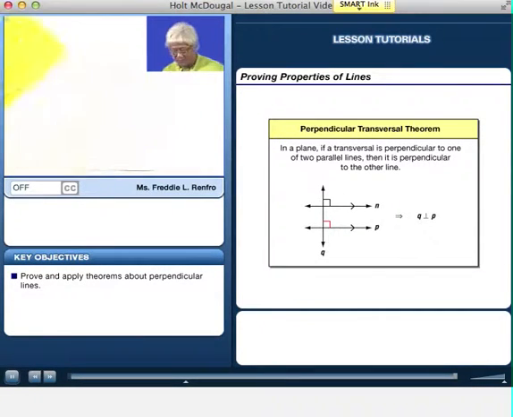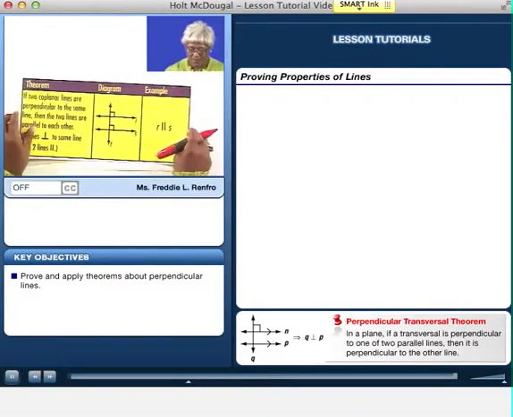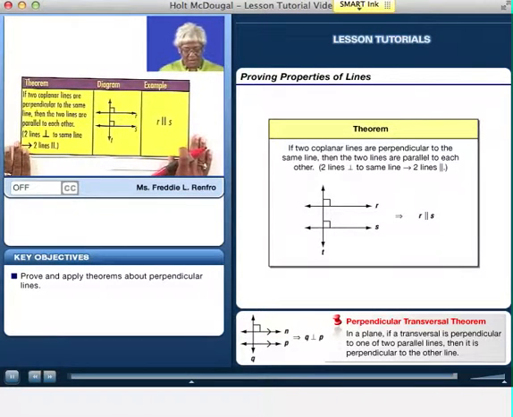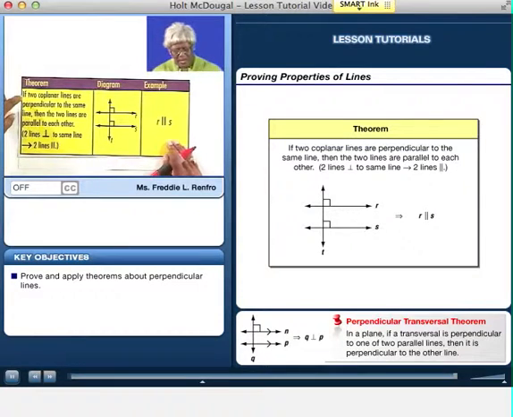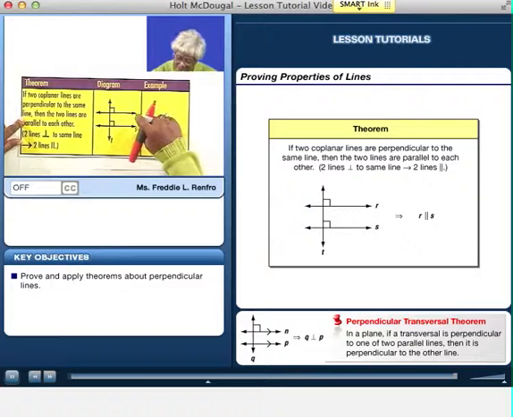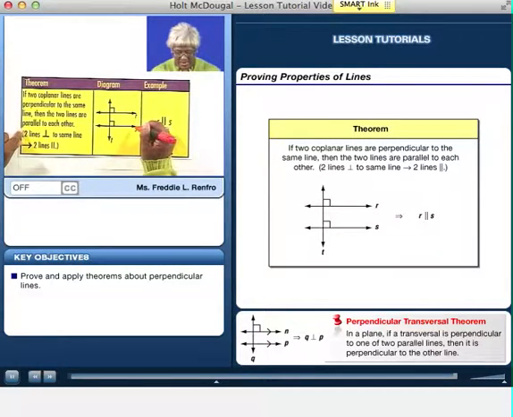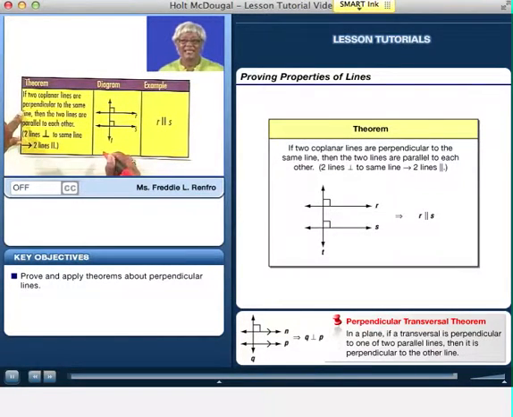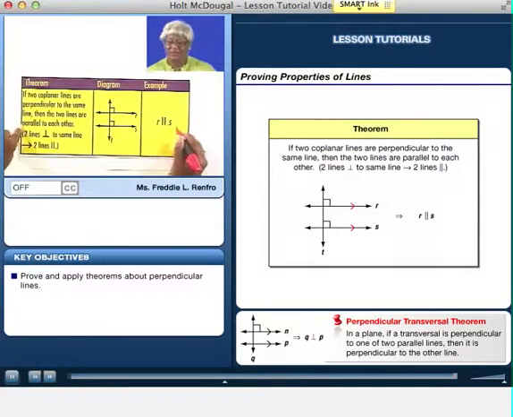Let's look at another one. In this theorem, it's saying if you have two coplanar lines that are perpendicular to the same line, then the two lines are parallel to each other. Once more, if two coplanar lines are perpendicular to the same line, you see these two lines right here, R and S. If these two coplanar lines are perpendicular to the same line, which is line T, what can we say? That these two lines are parallel.